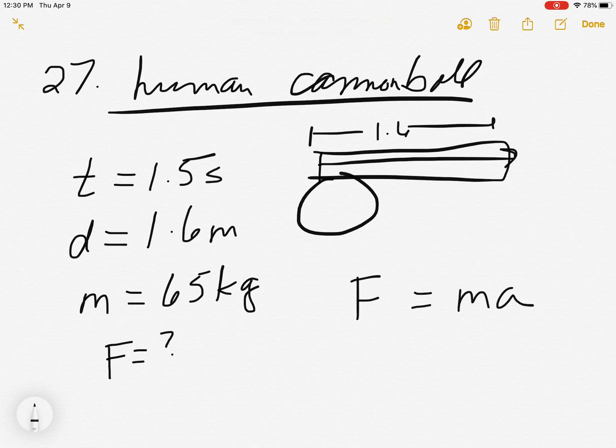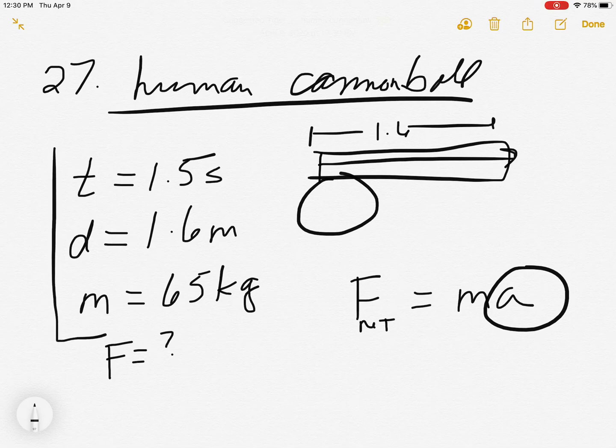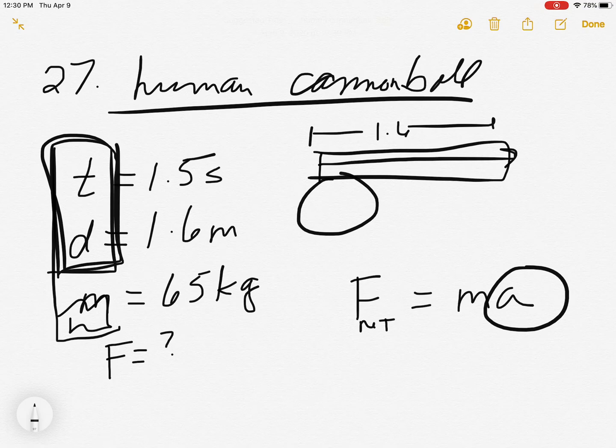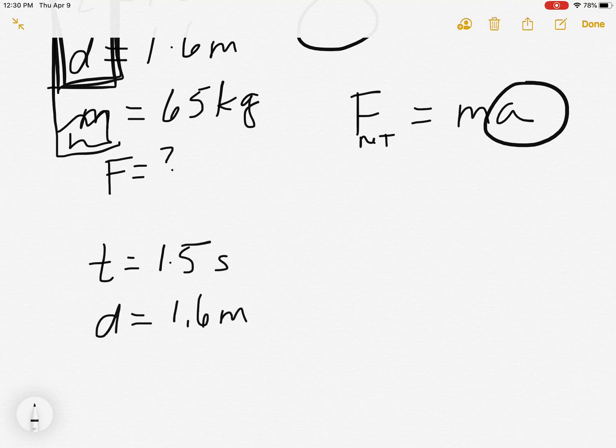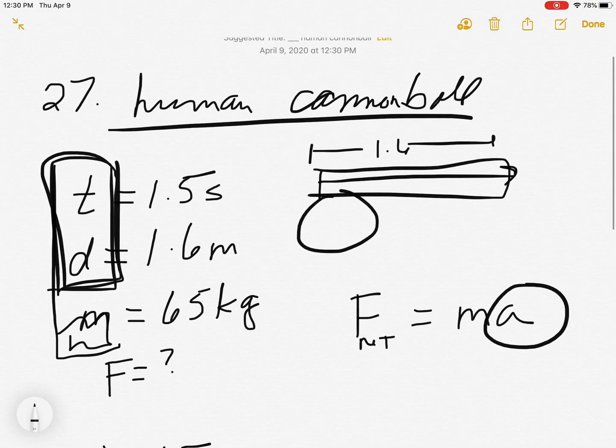Well, remember, F equals ma, F net, the overall force. In order to do this, we need an A. Actually, not the M. We need to look at these two things, the time of 1.5 seconds and the distance of 1.6 meters, and try to figure out if we can get an A from that.